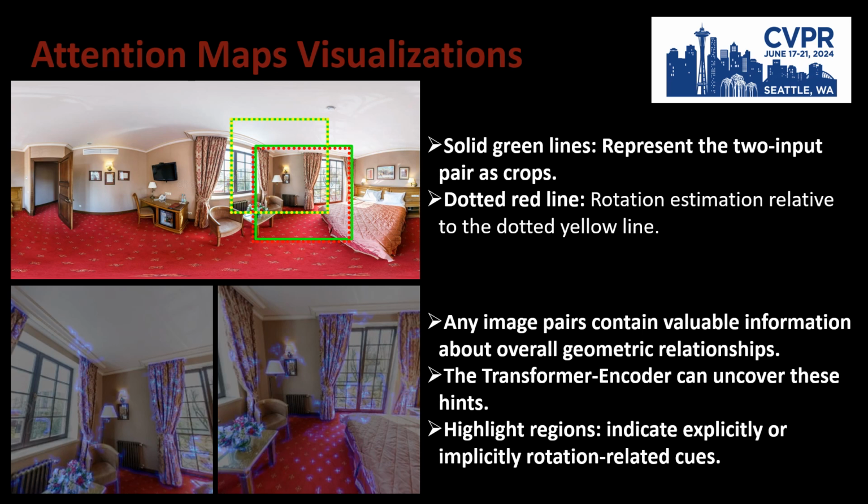Any image pair contains valuable information about overall geometric relationships. The transformer encoder can uncover these hints. The highlighted purple regions indicate explicit or implicit rotation-related cues, such as lines and informative analytic shapes.